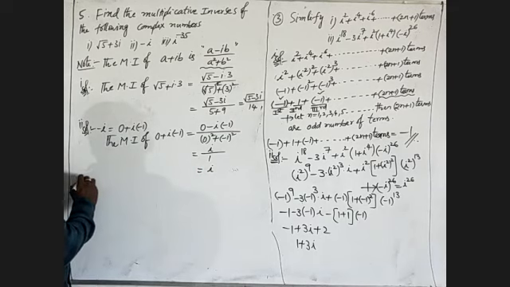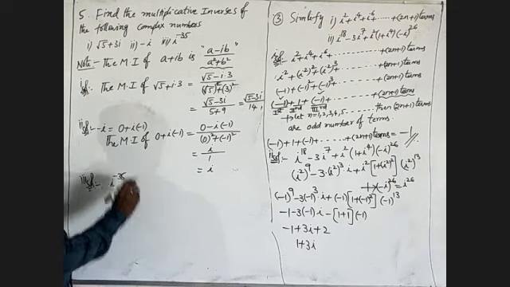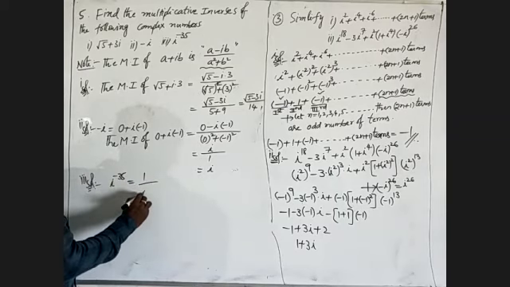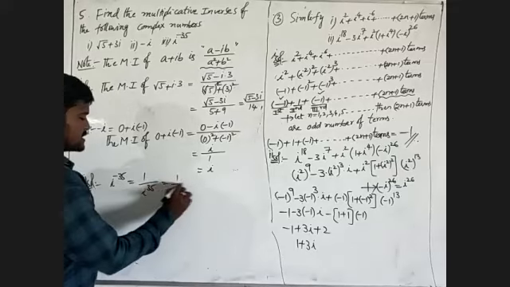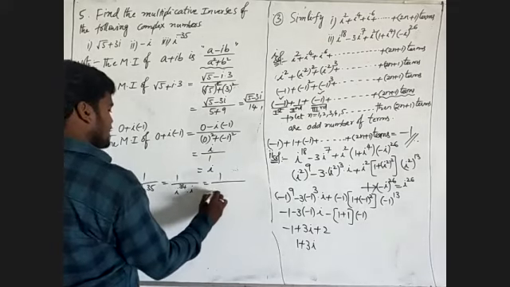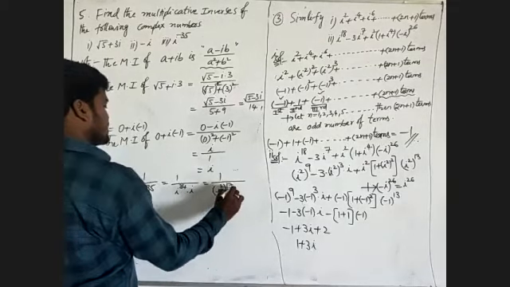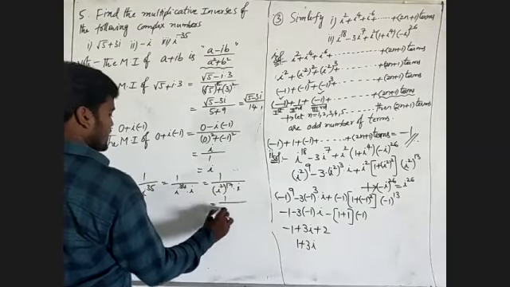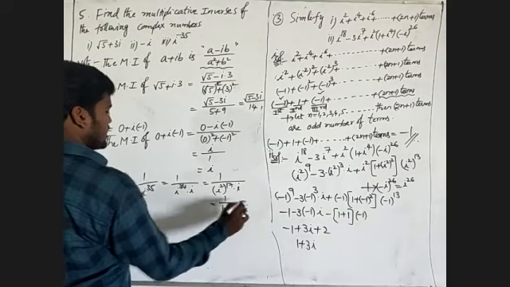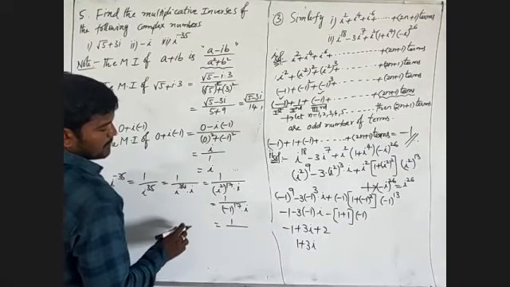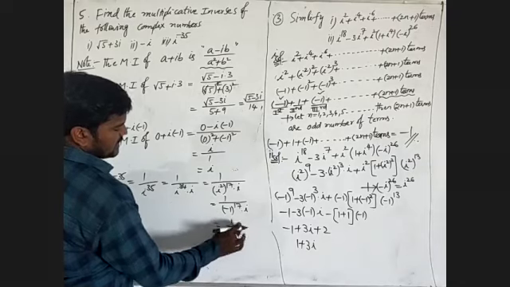Now I am going to the third one. i power minus 35 is given. First I have to change this into a complex number. I will write 1 by i power 35. That must be written as 1 by i power 34 into i. That is equal to 1 by i square whole power 17 into i, where i square is equal to minus 1. That means 1 by minus 1 whole power 17 into i. Minus 1 whole power 17 will become minus 1. Minus 1 into i is minus i.